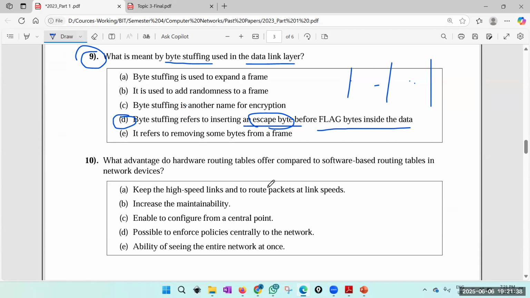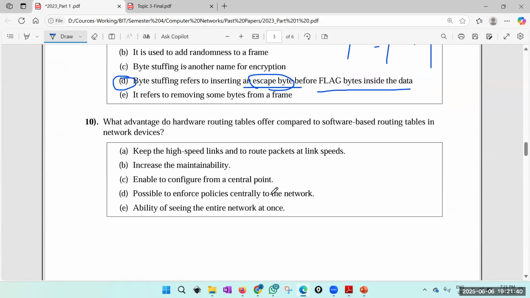Okay, right. So see whether we can get something like that. Keep high-speed links and route packets at the link speed. That means high speed link means you can do the routing fast. Do they talk about hardware routing? Yeah, hardware routing tables compared to software routing table. Yes, so when it comes to hardware routing table, it's super fast. Only thing is it's not flexible.